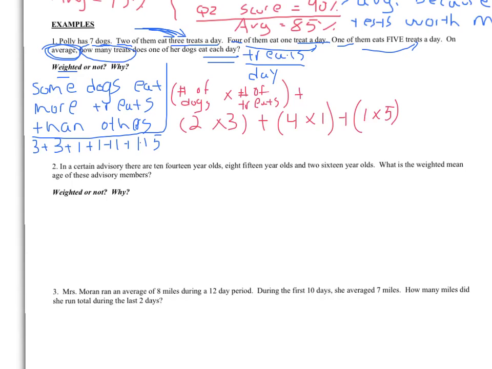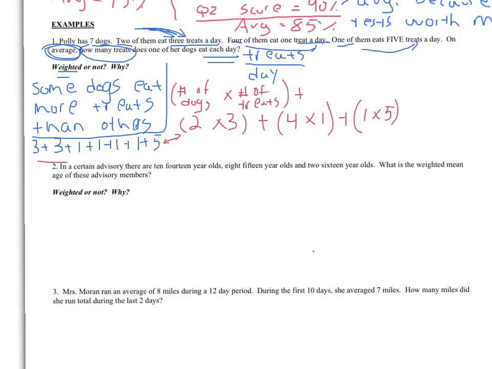These two things are showing the exact same thing, right? 3 plus 3, you can show as 2 times 3. 1 plus 1 plus 1 plus 1, you can show as 4 times 1. Now, what do we need to divide by?